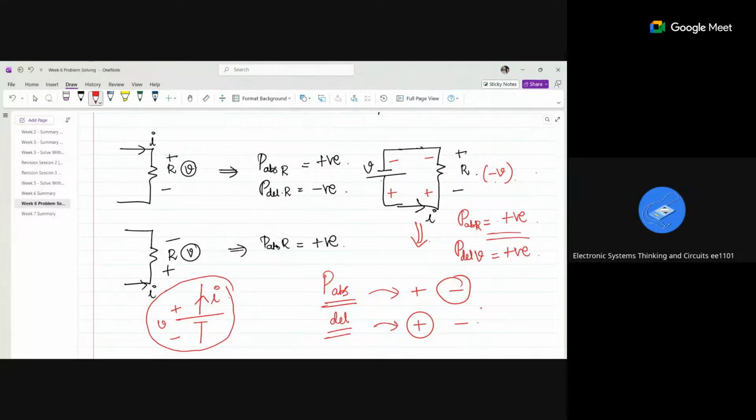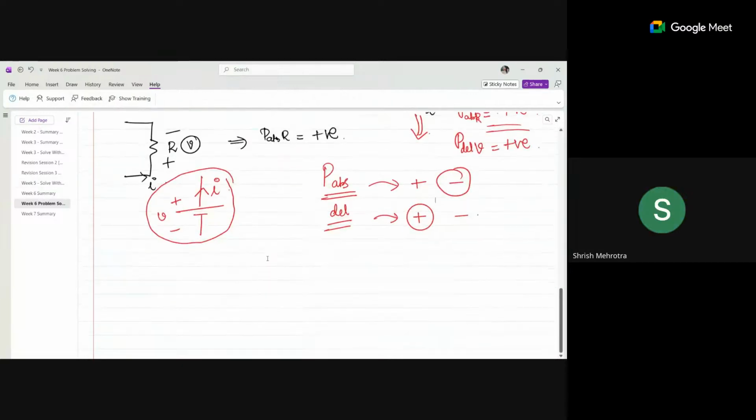In the question, if they give the same voltage source and the current is coming out of the voltage source, but they have asked what is the power absorbed by the voltage source, then it is a negative value. Basically, we don't see whether it is coming from positive or negative. We see whether it is delivering or absorbing, and what the question is asking.